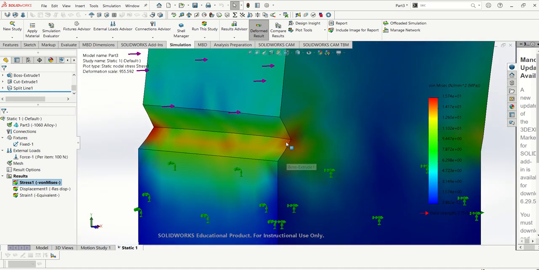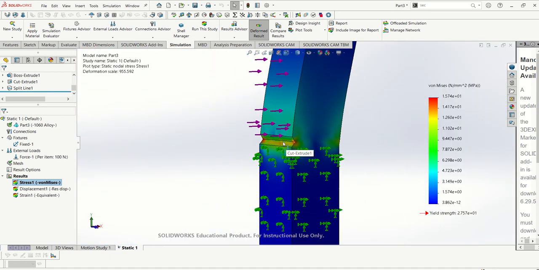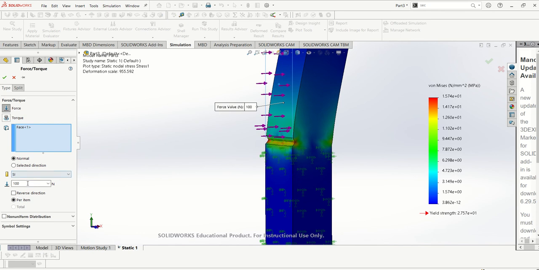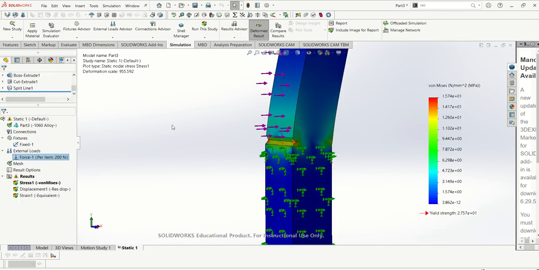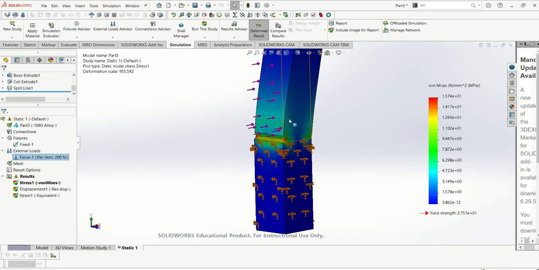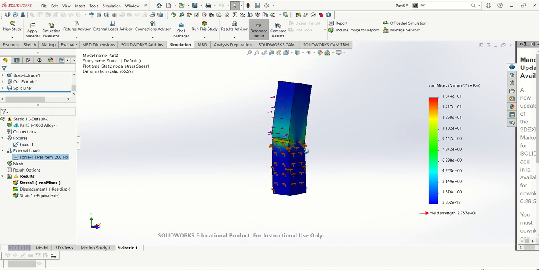Now, for this one, I only have 100 newtons. You can put in as much as you want, so for 200 newtons you could do that and see what would happen. If you wanted to make it relatable, say you had a post coming up out of the ground and you wanted to simulate what would happen if somebody kicked a football at it at 100 newtons, then you could use this to simulate that.